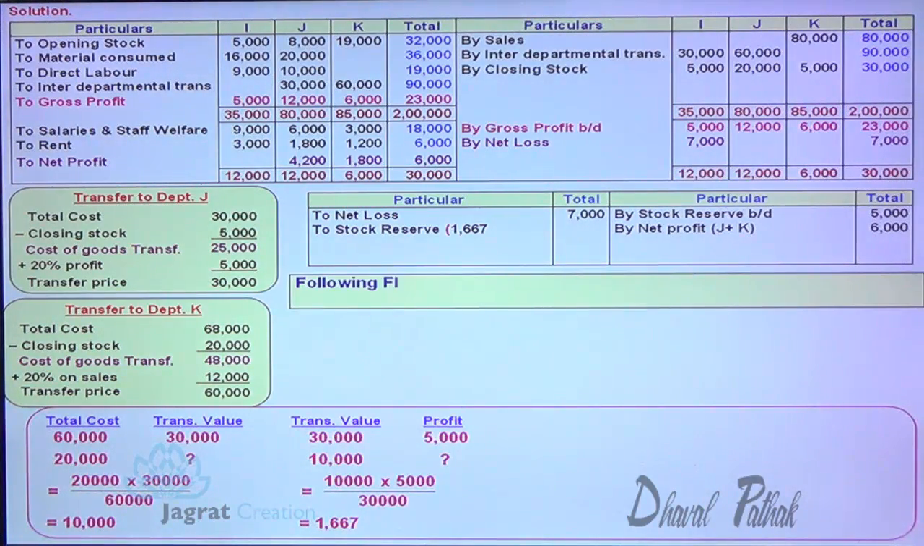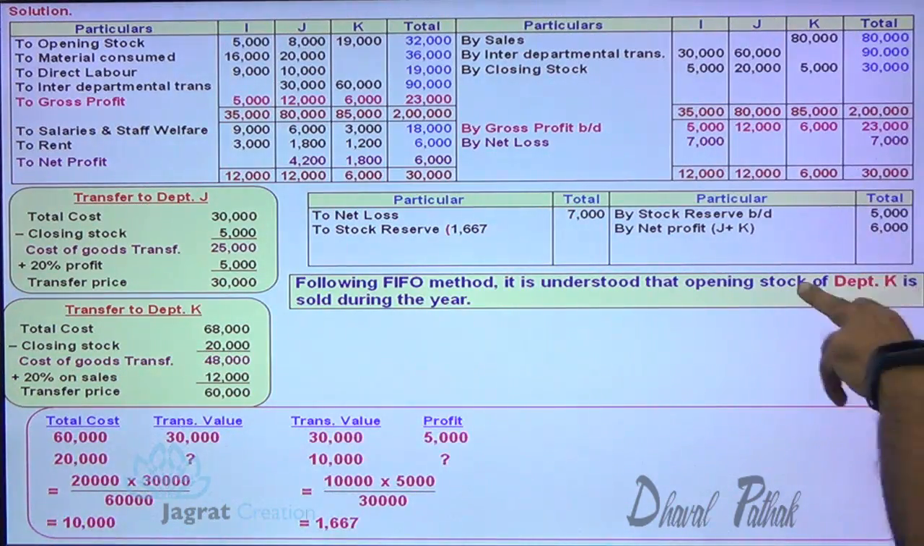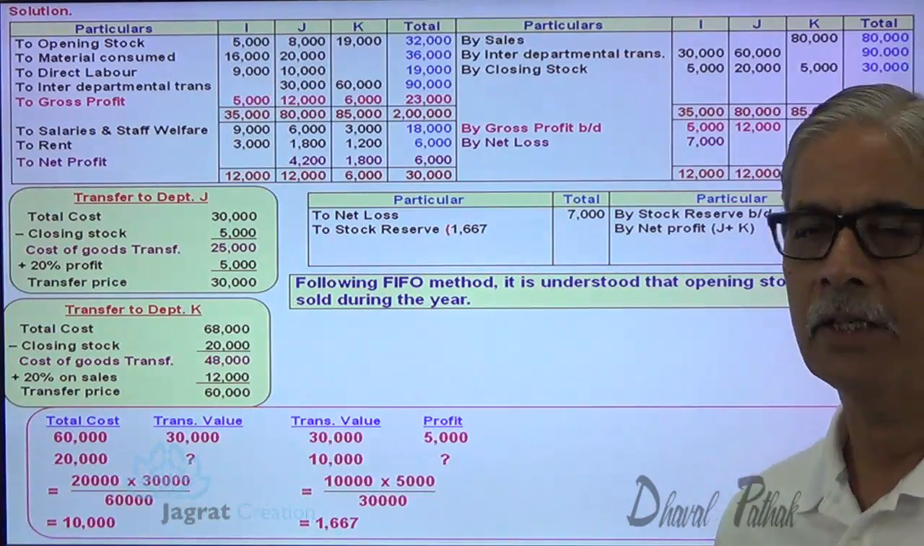Now, following the FIFO method, it is understood that the opening stock of department K is sold during the year.